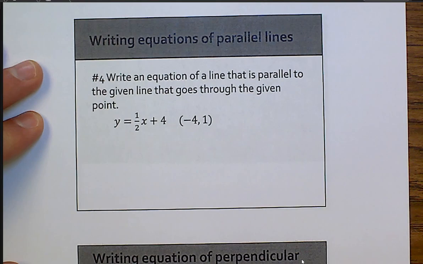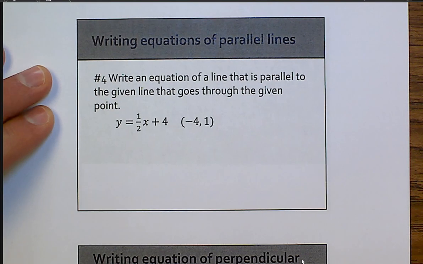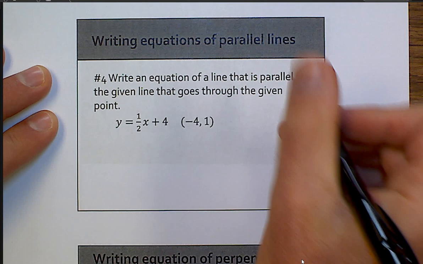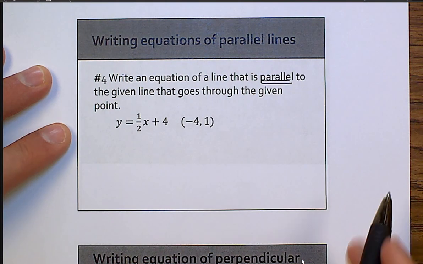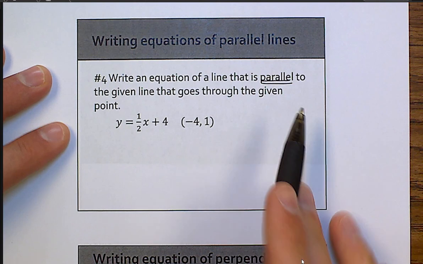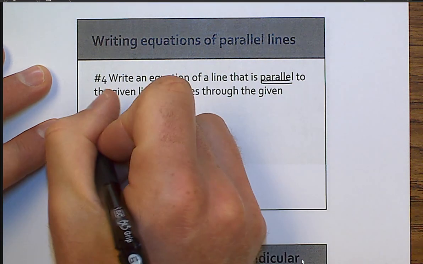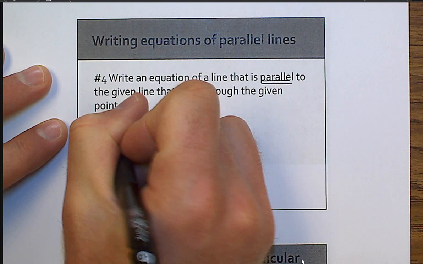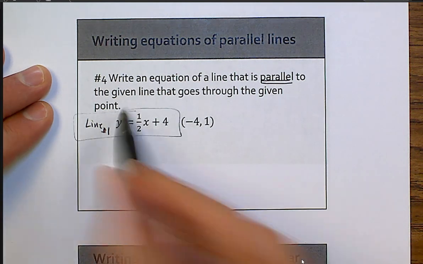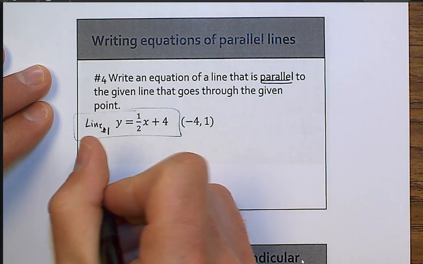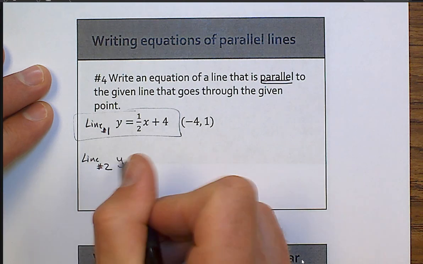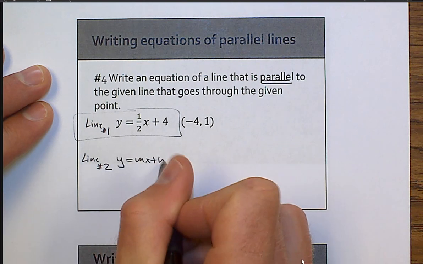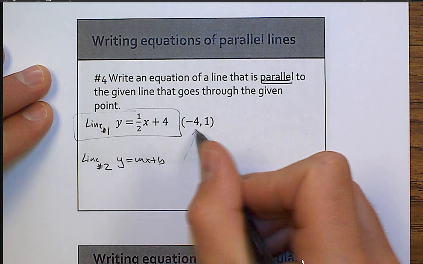Writing equations of parallel lines. Write an equation of a line that is parallel, I always underline it because I want to make sure I know what I'm doing, to the given line given through the equation. So here's essentially what's happening. This is line number 1 right here. What you need to do is come up with the equation of a second line, call it line number 2, in y equals mx plus b form that actually goes through and uses that point.